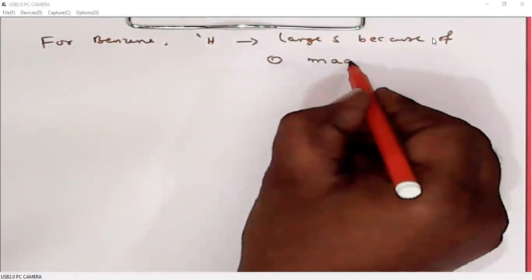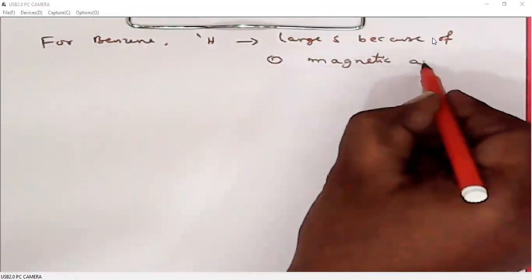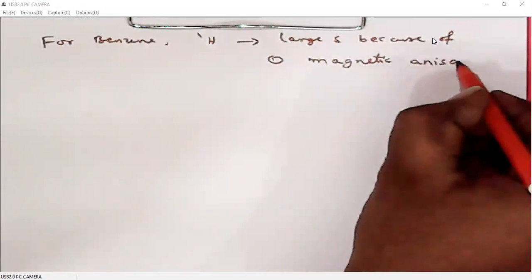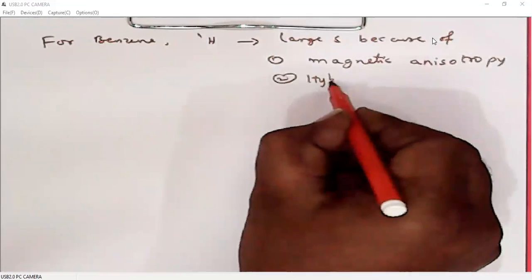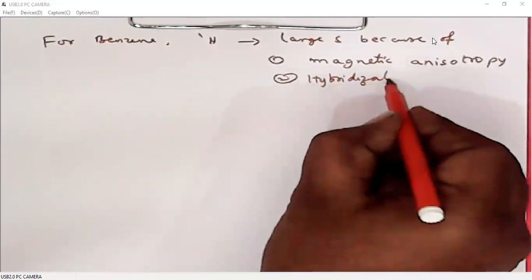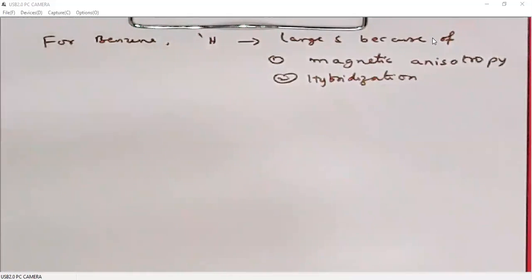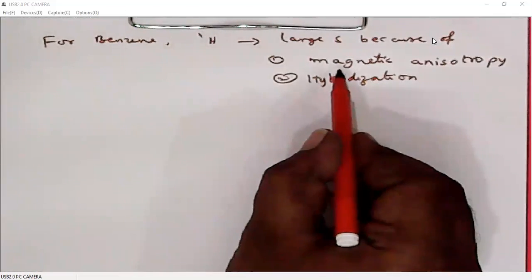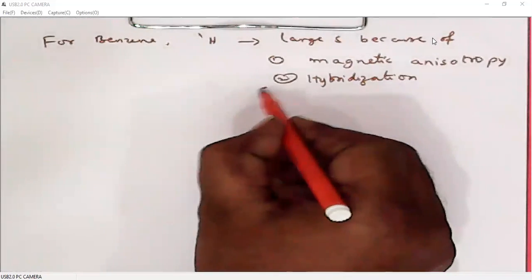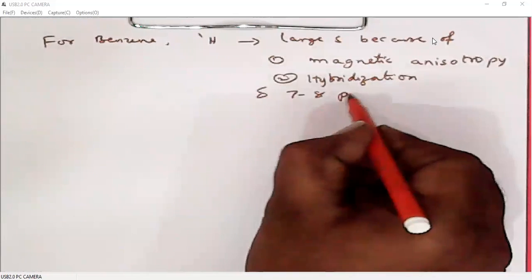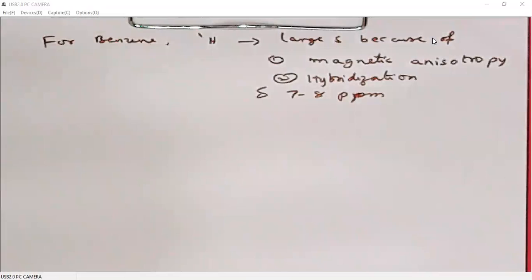Besides magnetic anisotropy, one more contributing factor here is hybridization. Benzene carbons are sp2 hybridized carbons. They are more electronegative. That means the protons on sp2 hybridized carbon will appear at a large delta value. So due to magnetic anisotropy and hybridization, the benzene protons will generally appear at a very large delta value in the proton NMR spectrum.